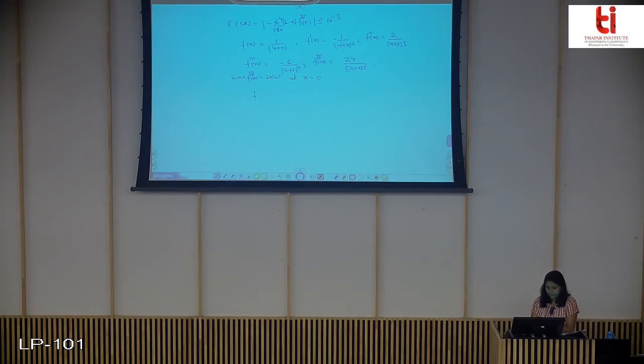So f4 at r equals 24 upon 4 raised to power 5, where r is the value at which it has its maximum value. So r equals 0. So the error will be h to the power 4 times 2 minus 0 upon 180 into 24 upon 4 raised to power 5. This value is less than 10 raised to power minus 5. So h can be computed from here, and h is coming out to be less than or equal to 1.399.